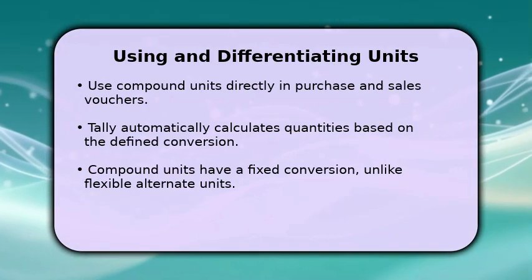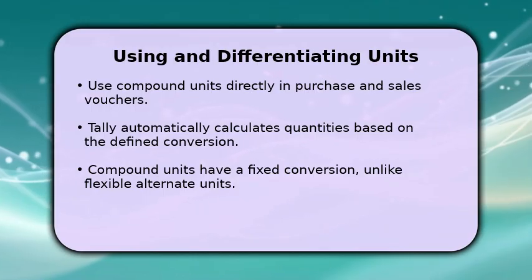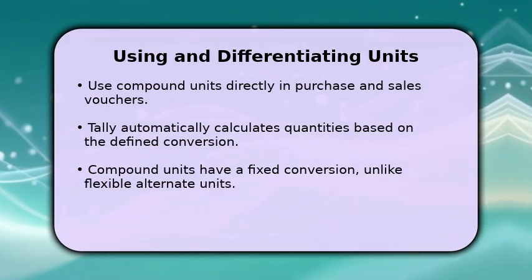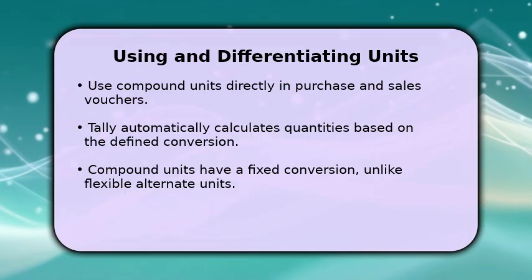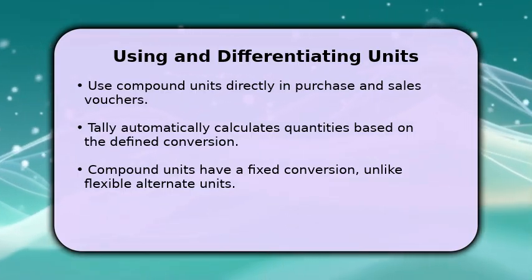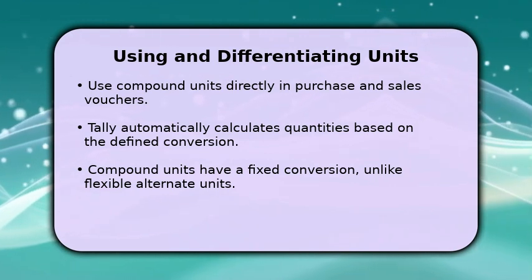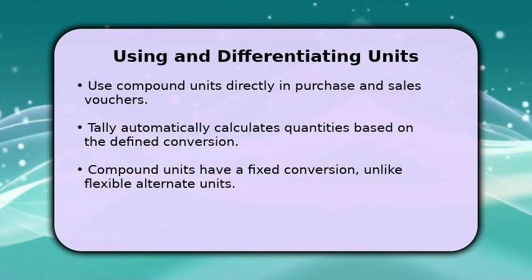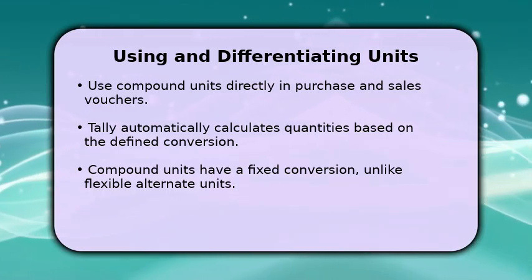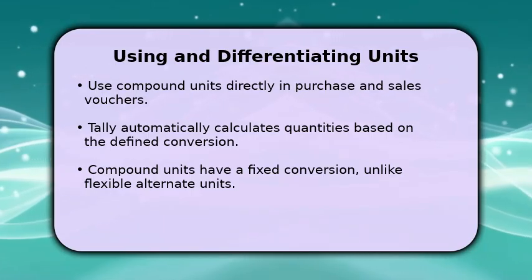Once your compound unit is set up, you can seamlessly use it in your purchase and sales transactions. Tally will automatically handle the quantity conversions, simplifying your entries. It's important to note that compound units have a fixed conversion factor, like 1 dozen always being 12 pieces. This differs from alternate units, which offer flexibility for varying conversions per item or even per transaction.